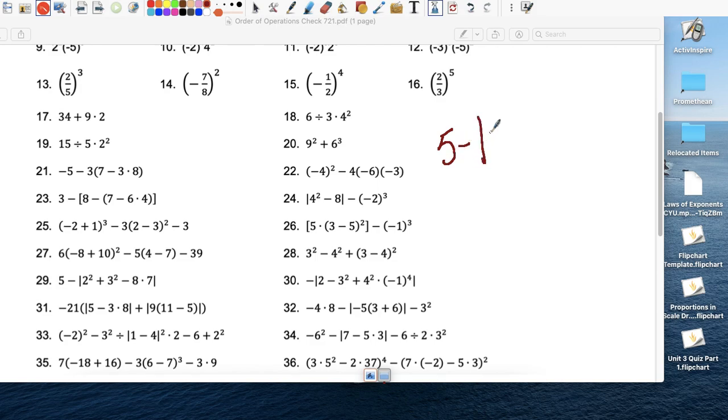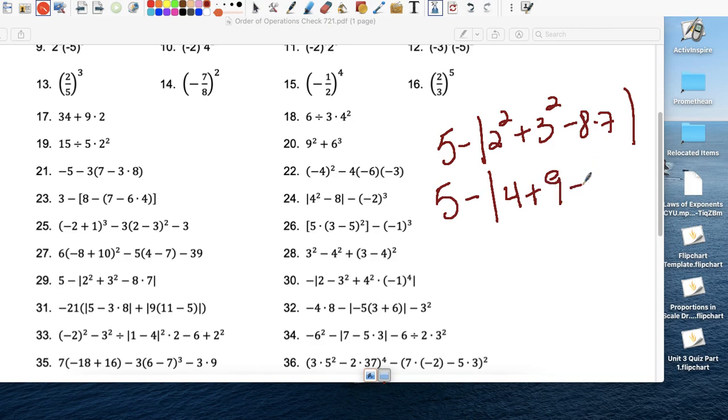5 minus the absolute value of 2 to the second power plus 3 to the second, 3 to the second power minus 8 times 7. That's absolute value, right? So 5 minus, let's change a few things. 2 to the second power is 4, 3 to the second power is 9, and then 8 times 7 is 56. So let's just simplify a little bit.